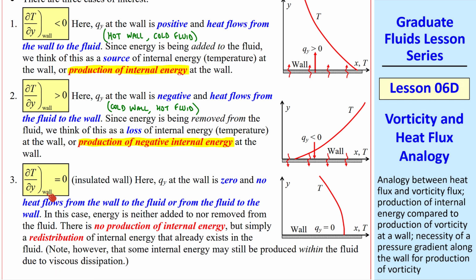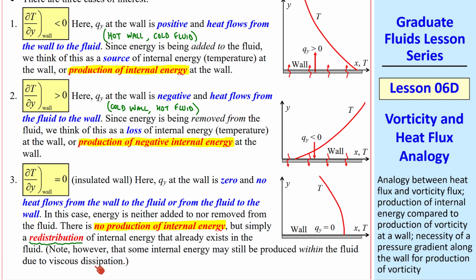Finally, case 3 is when there is no slope, as I illustrate here. This would be the case of a perfectly insulated wall, so there is no heat transfer. No heat flows from the wall to the fluid or from the fluid to the wall. In other words, energy is neither added to nor removed from the fluid. There's no production of internal energy. There is still a redistribution of internal energy, but that's energy that already exists in the fluid.